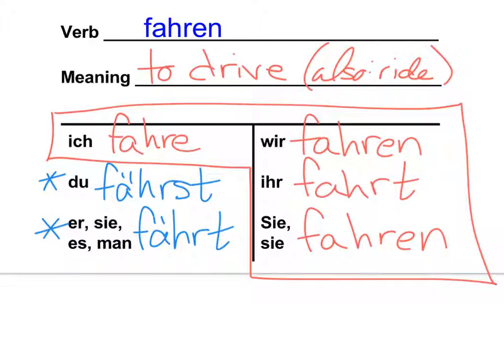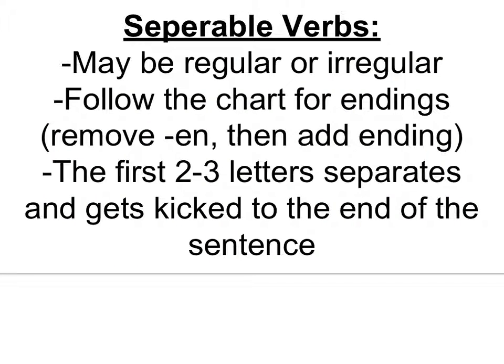Alright. Separable verbs. Okay. These are kind of a goofy concept to us. Okay. These verbs could be regular or irregular. They follow the chart for endings, just like before, so you remove the en, put your regular ending on there. Okay. But the part that makes this one unique is that there's a part of the verb that separates from it, which is why they're called separable verbs.